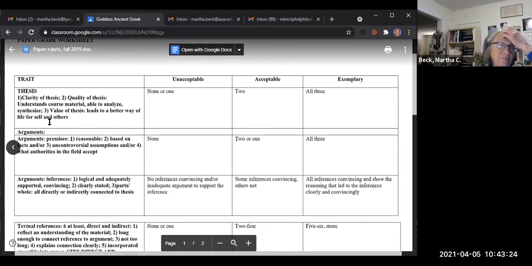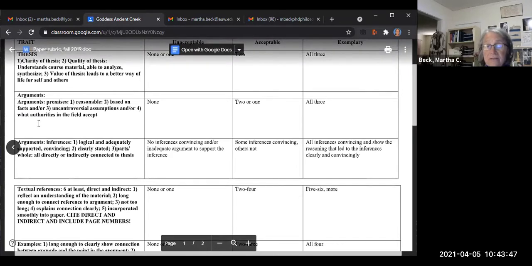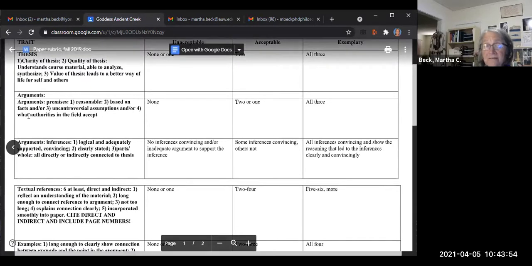So the paper, would you say it shows that she understands the course material about patriarchy, the theme of patriarchy, that it's a valuable thesis, and that it's clear? You know, she says at the beginning what she's going to talk about, and then she talks about it. Then, with her arguments, she has reasonable claims. They're either based on facts or she has these assumptions.